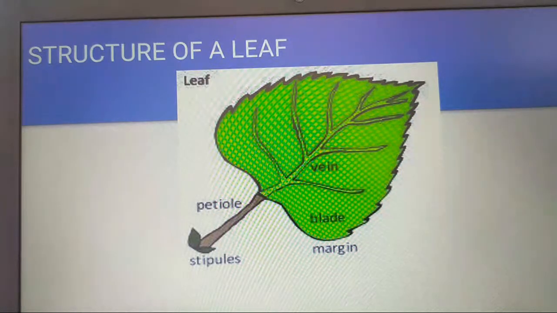Then, the last part of the leaf is the leaf base. The petiole is attached to the stem at a slightly swollen point. That swollen point is called the leaf base.